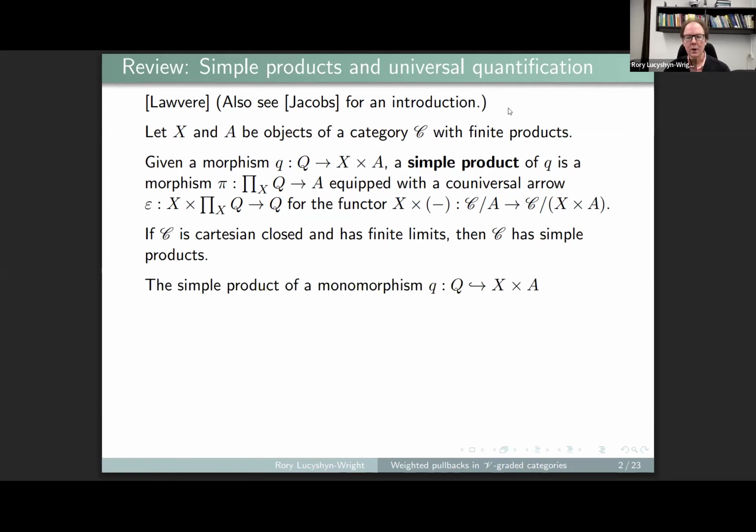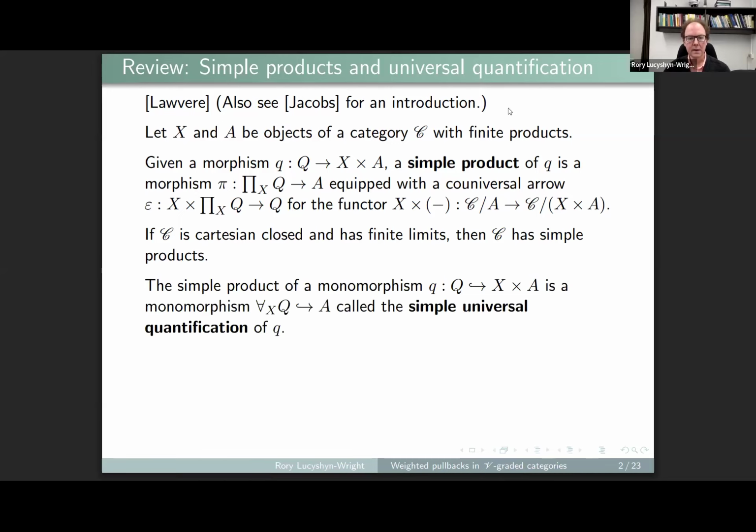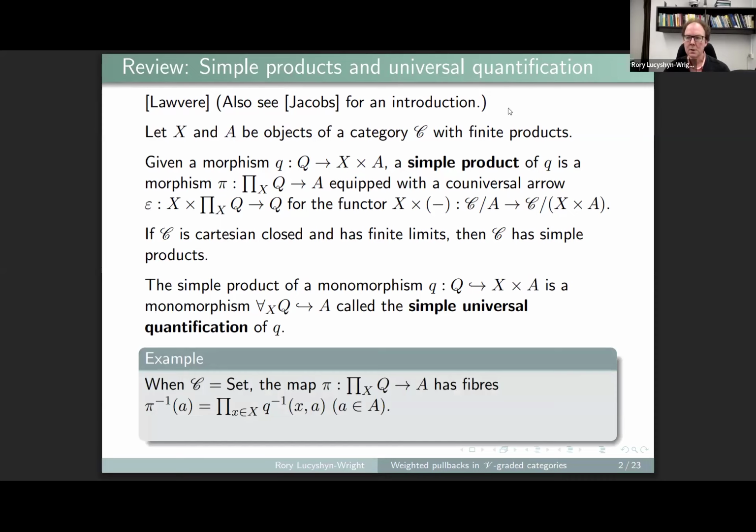And the simple product of a monomorphism, Q, is again a monomorphism that we write in the following way: for all_X Q, it's a subobject of A. And this we call the simple universal quantification of Q. So you can see that what's happening is that we start with a subobject of X times A, then we get rid of the X and get just a subobject of A, because we're actually, in a sense, universally quantifying away the X. And we'll see that in an example, the basic case of C equal to Set.